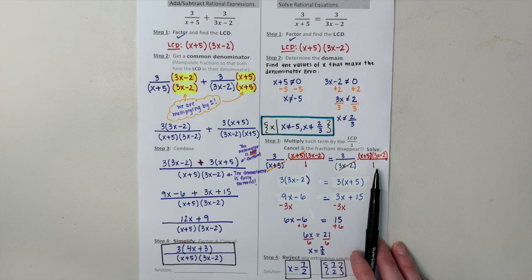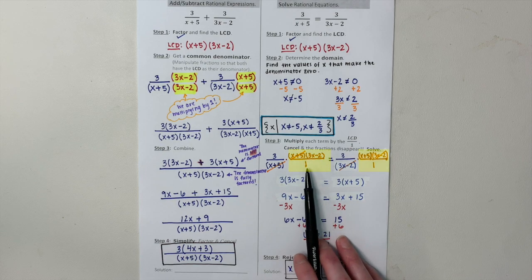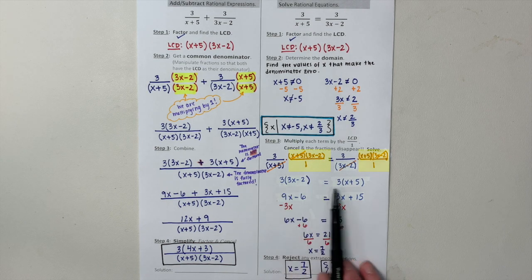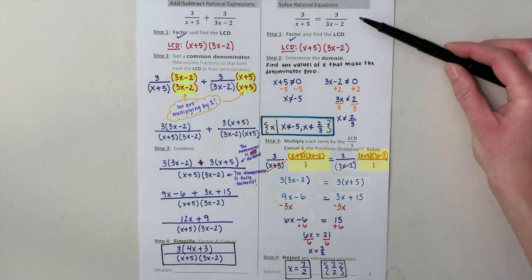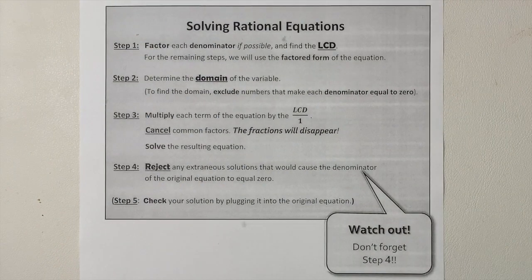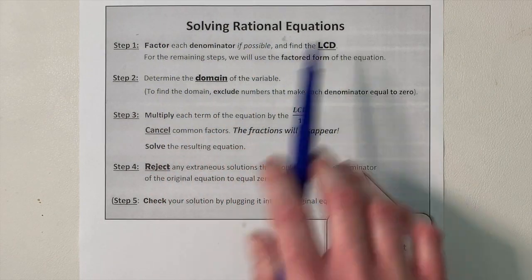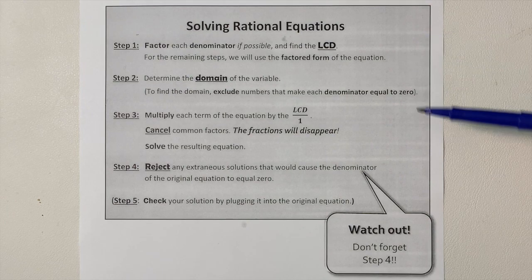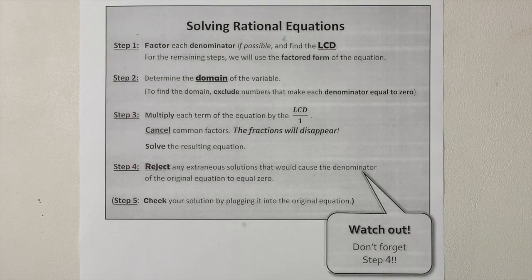So with equations, instead of multiplying by a version of 1, we decide to multiply by the LCD over 1, because whenever you multiply each term of an equation by the LCD over 1, that completely gets rid of your fractions and it makes the equation a lot easier to solve. So from here on out, we're going to be solving rational equations, problems involving equal signs. So for all of the problems in Chapter 5, Section 4, we're going to be solving rational equations, and we will follow these steps on the first page of this worksheet.